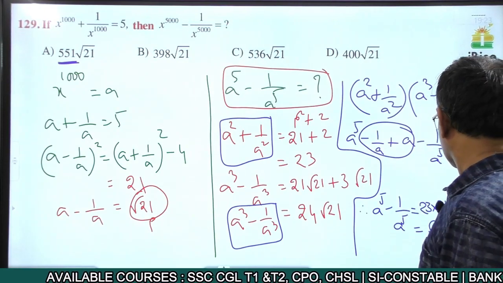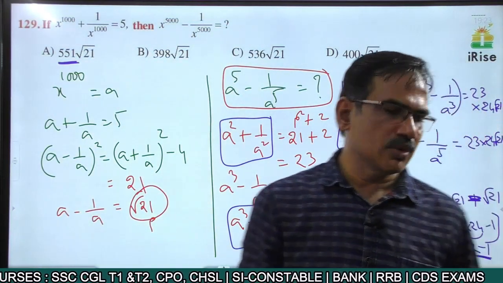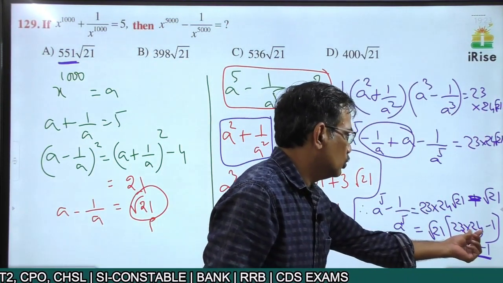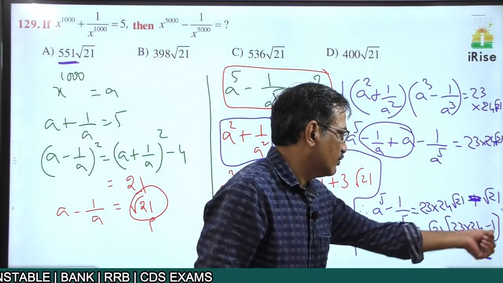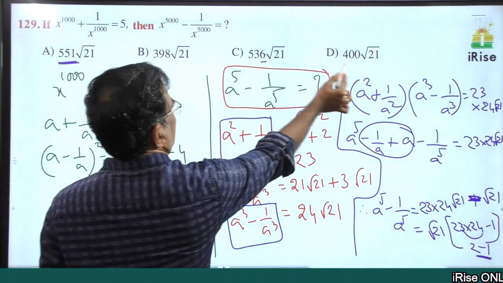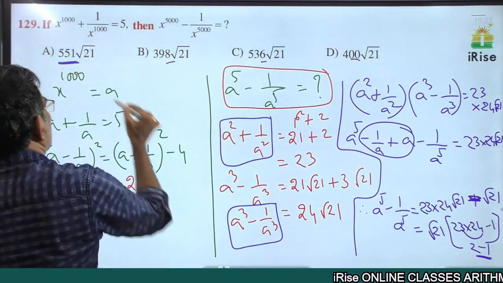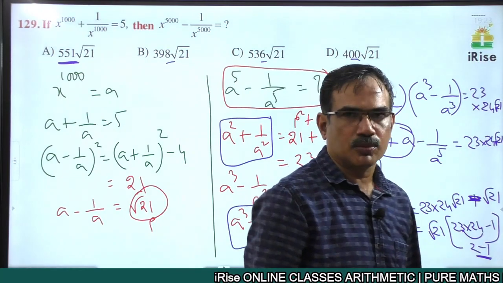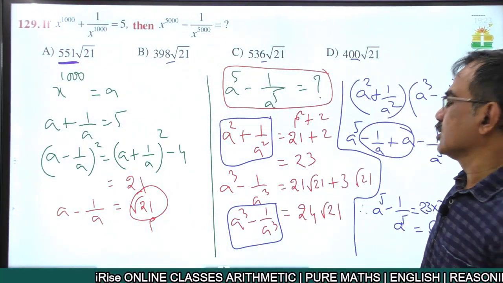So units place here, 23 into 24, not necessary to multiply. Find the units place here, 2 minus 1. Units place is 1 for the rational part. So units place is 1. Here this is 6, this is 0, this is 8, this is 1. So the answer is the first option. Okay. Next question.